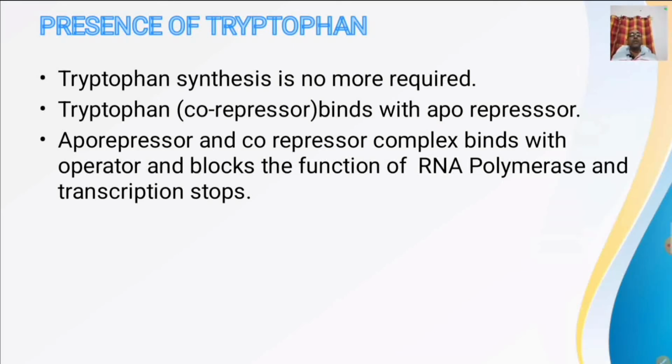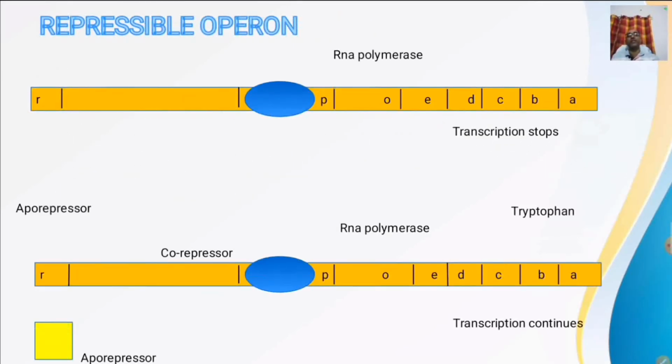So the aporepressor and co-repressor complex bind with the operator and block the function of RNA polymerase, and hence transcription stops. So transcription is not at all required when tryptophan is found in the medium, because here the aim of the transcription is to produce tryptophan. Got it? So let us come to the diagram.